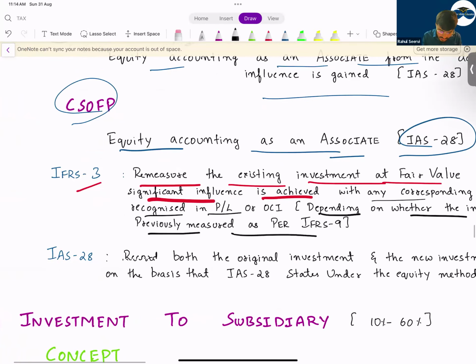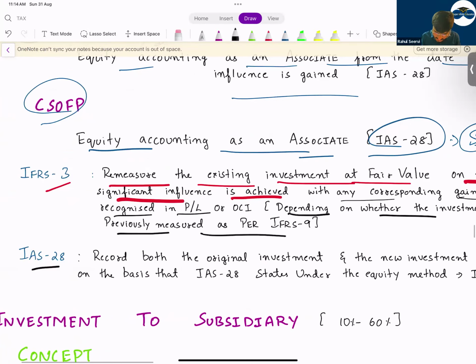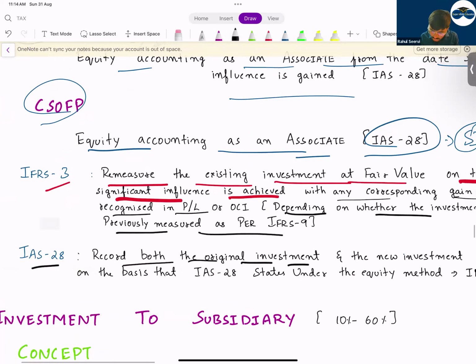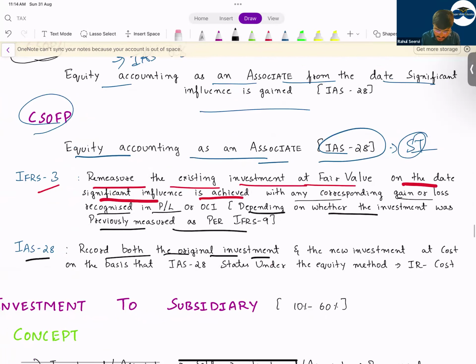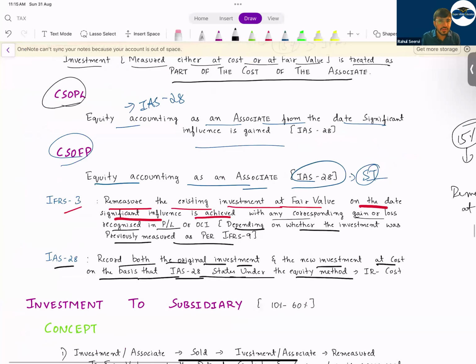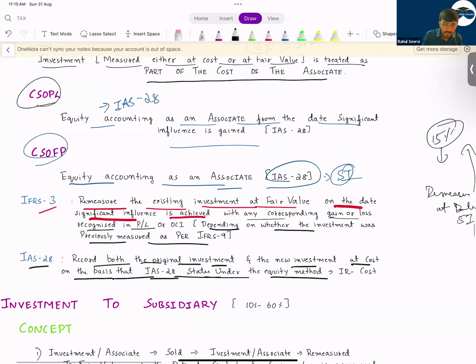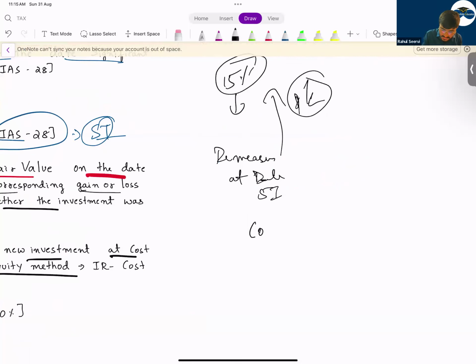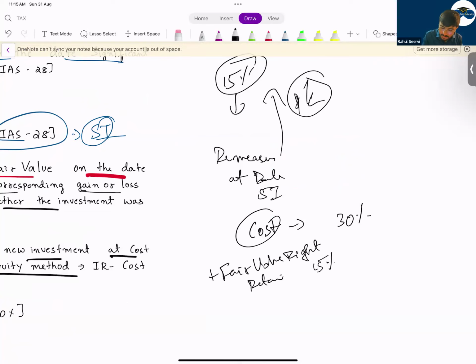Then IAS 28: record both the original investment and the new investment at cost under the equity method. So what should we do? The normal thing, what is the first thing we do? Cost: whatever is the amount which I paid for 30% plus the fair value of the right retained. What is the right retained, sir? 15 percent.